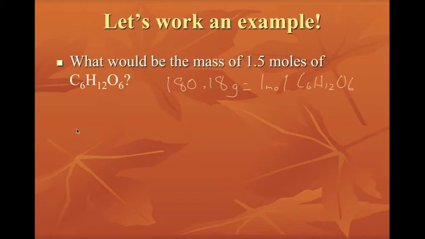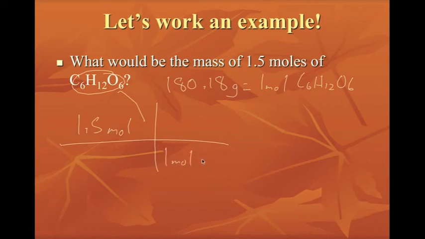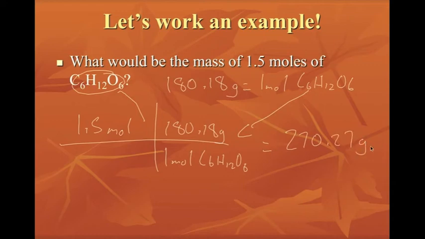So to set this up, it's very simple. We have 1.5 moles, and it's of this, equals. Now, since moles is on top, we put moles on the bottom. 1 mole of the C6H12O6. And that 1 mole equals 180.18 grams of C6H12O6. And we multiply that out, divide by the bottom, and we should get 270.27 grams of C6H12O6.